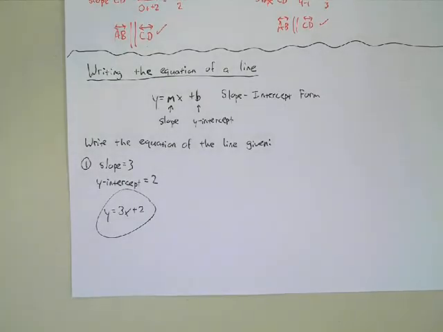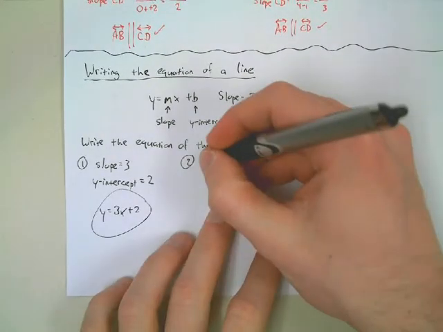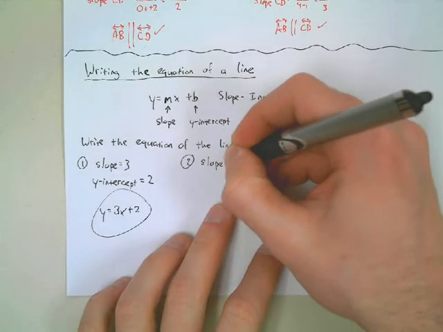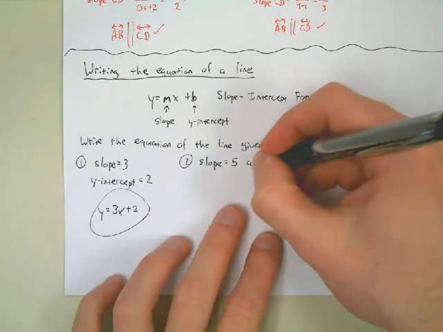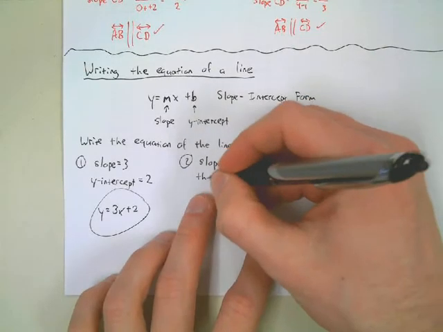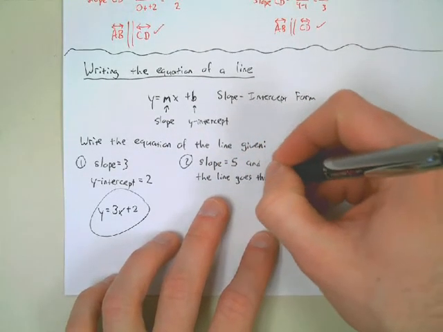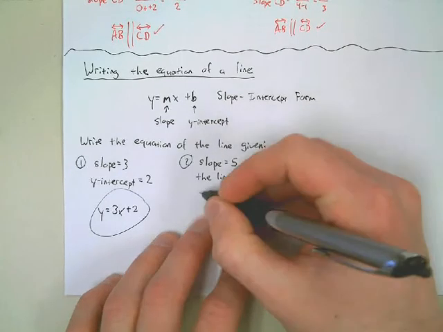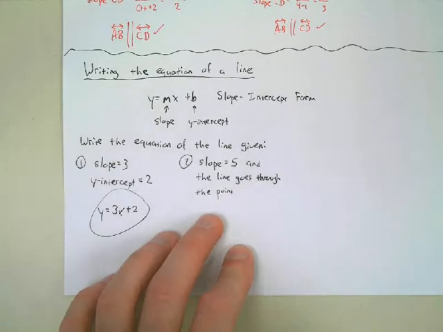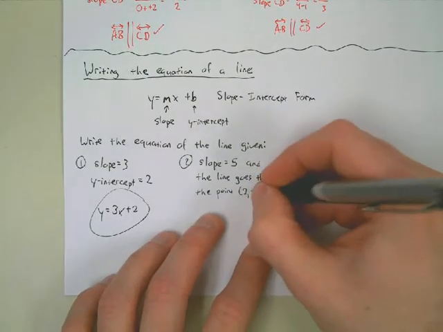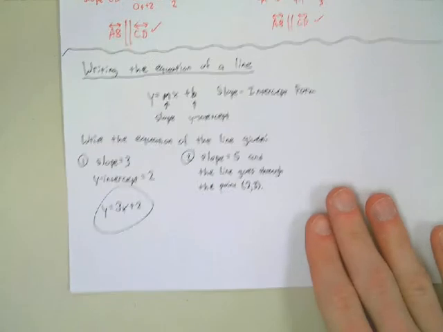Alright, let's make it a little more work. So let's try the next one here. Let's now say our slope is 5, and the line goes through the point 2, 3. Alright, so I'll let you guys catch up there. I feel like I'm going way too fast here, so I'll slow down a little bit.